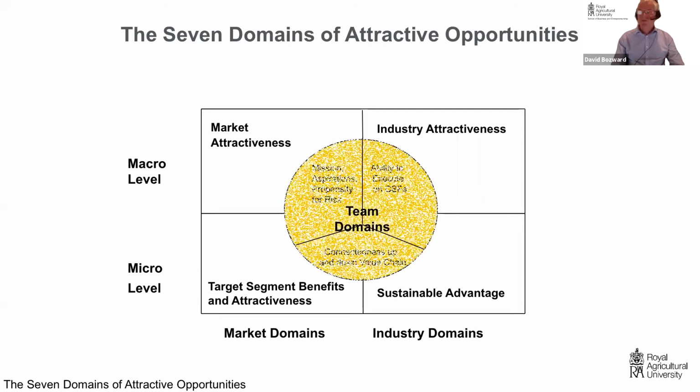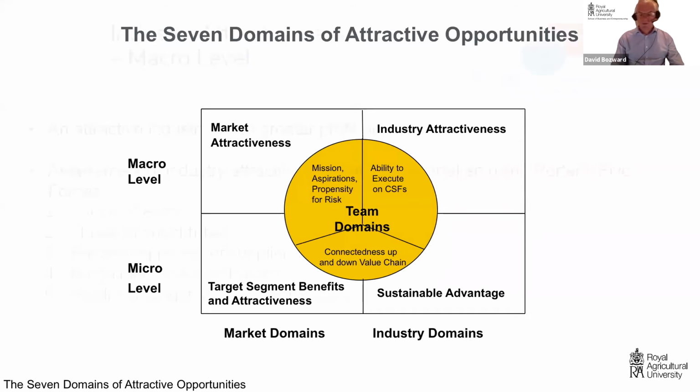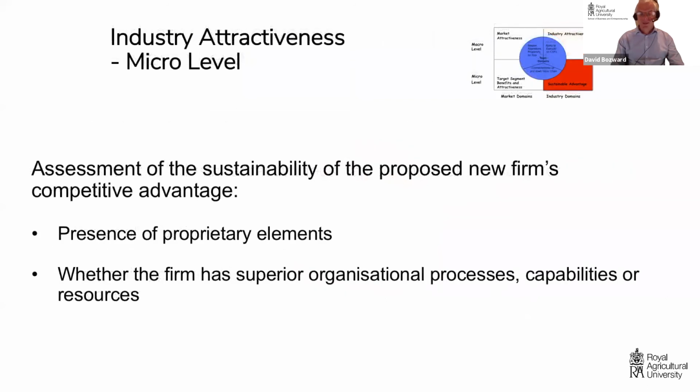So first of all, here we look at the industry attractiveness. Normally we'd use a Porter's 5 forces model for this. Then we would look at the macro level, the micro level, looking at the assessment of the sustainability of the proposed new firm's competitive advantage. And this would be what proprietary elements do we have, and what superior processes we have.